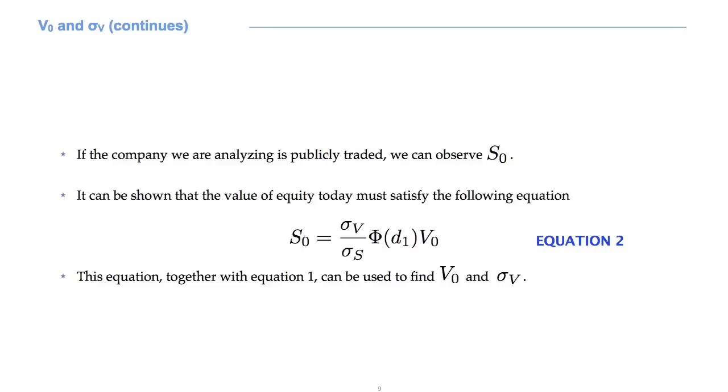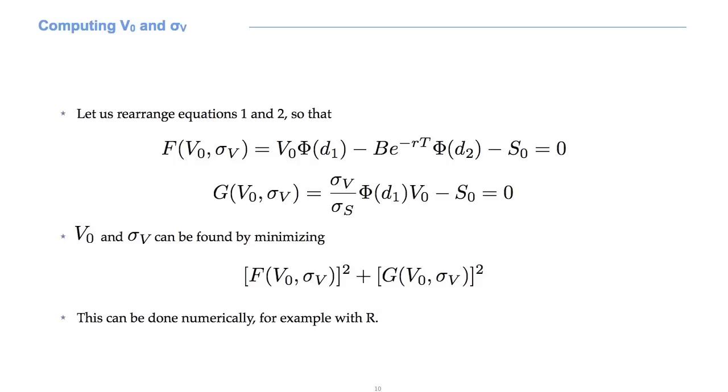This equation, that we call equation 2, together with equation 1, can be used to find V0 and sigma V. The quantity sigma s is the instantaneous volatility of equity, something that we can observe on the market. In fact, V0 and sigma V can be found numerically by minimizing the sum of the squares of functions f and g, which are two functions in V0 and sigma V, which we obtain by rearranging equations 1 and 2.